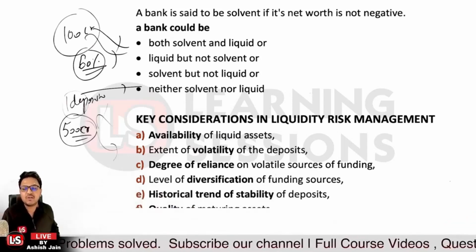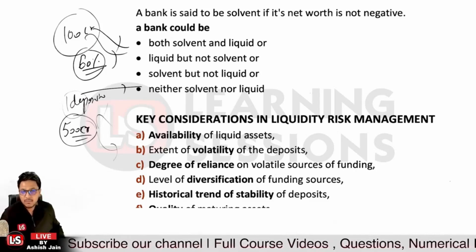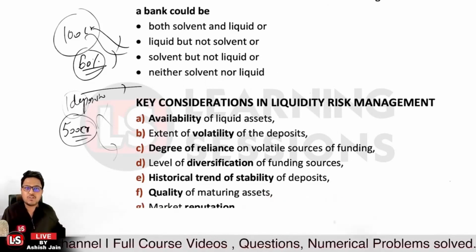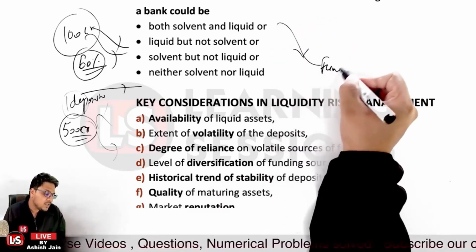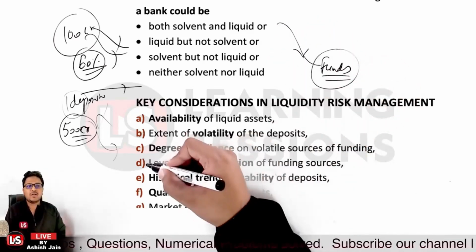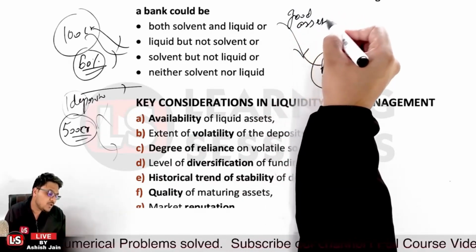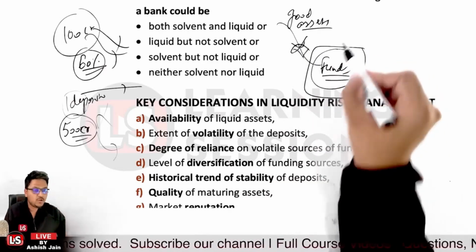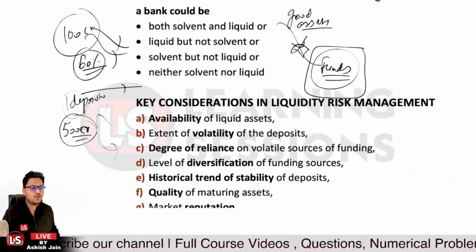And also you will be considering the historical trend, what was the historical demand and stability of the deposits. And also we must look at the quality of maturing assets, because maturing assets are a source of funds. So if you don't have good assets, it means you're not going to receive the funds, and definitely it will add to the liquidity risk. So you must look at the quality of the maturing assets.